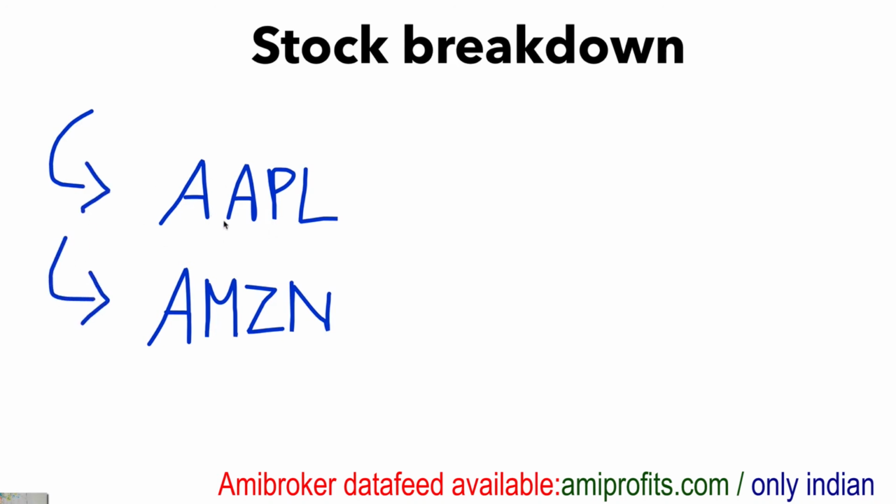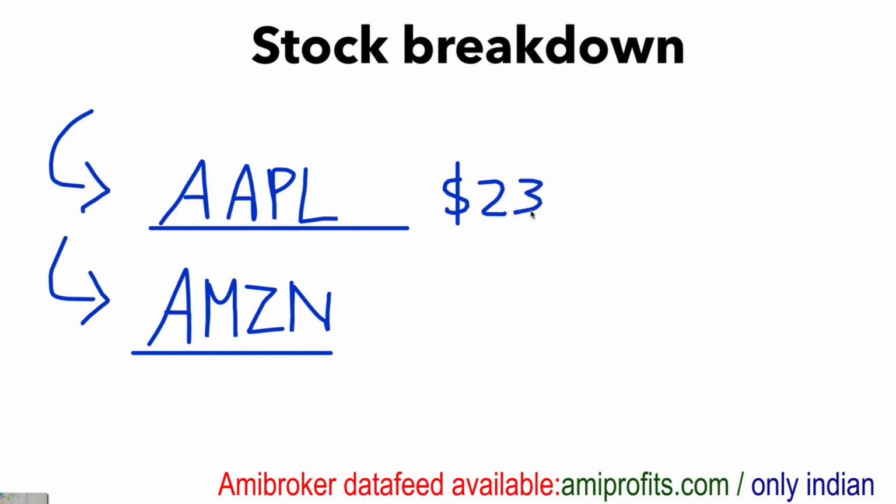So these are like the codes. If you want to look up stock Apple in the market, you're gonna put in AAPL. If you want to look at Amazon, you're gonna put in AMZN. You're not gonna put in the full name. These are the ticker symbols. Now let's say Apple share price is $230, and Amazon share price is $1,700. If you want to buy one share of Apple, you have to pay $230. If you want to buy one share of Amazon, you have to pay $1,700.